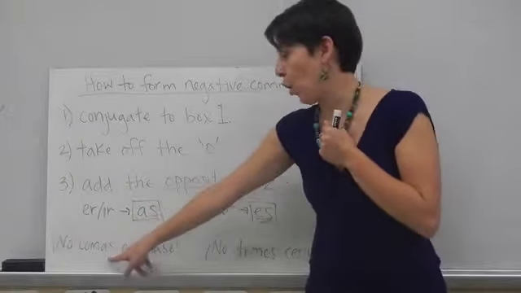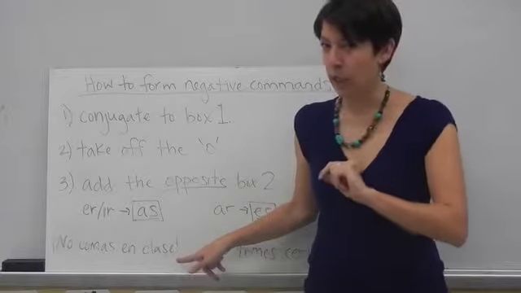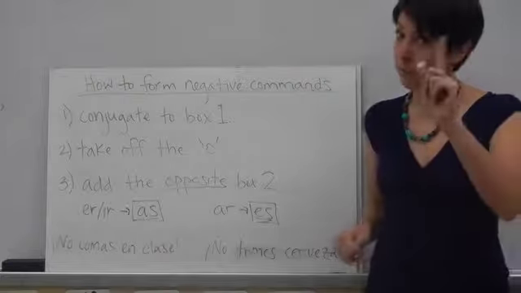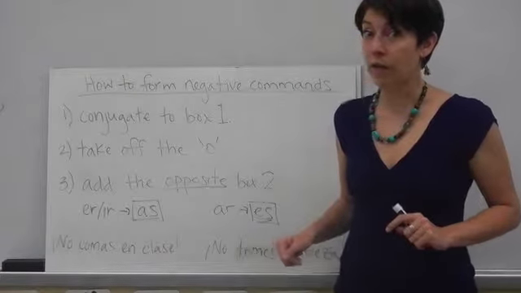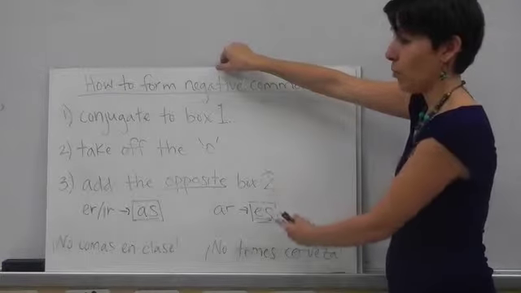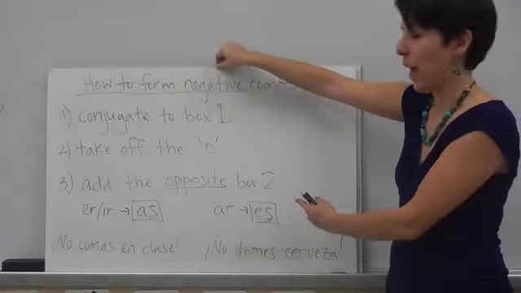So for example, no comas en clase. Don't eat in class. Remember Pepe? And no tomes cerveza. Don't you drink beer. You're not old enough yet. No tomes cerveza. So those are your steps 1, 2, and 3. Make sure you wrote those down.